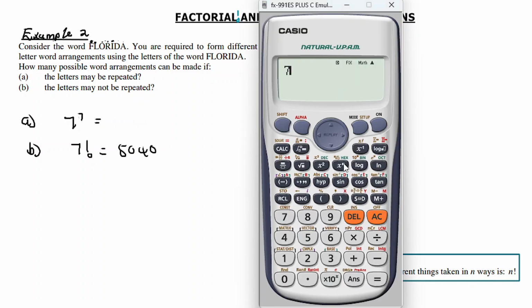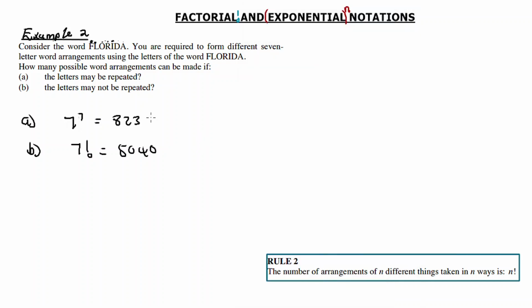7 raised to exponent 7 is equal to 823543. Now you answer here together. So rule number 2, the number of arrangements of n different things taken in n ways is n factorial. Usually we apply it when you are not repeating objects.